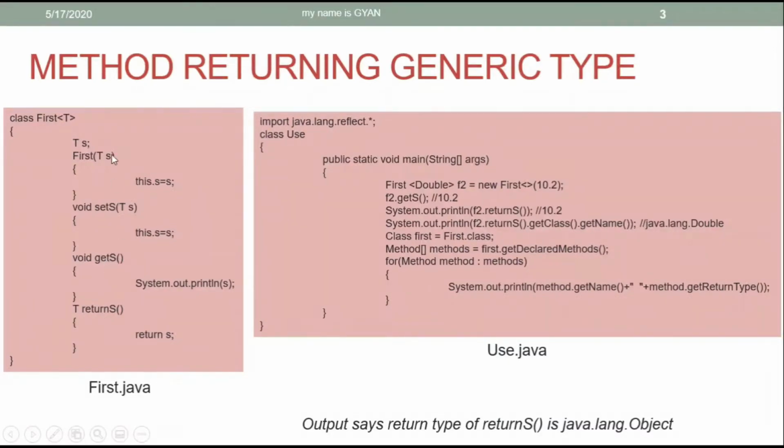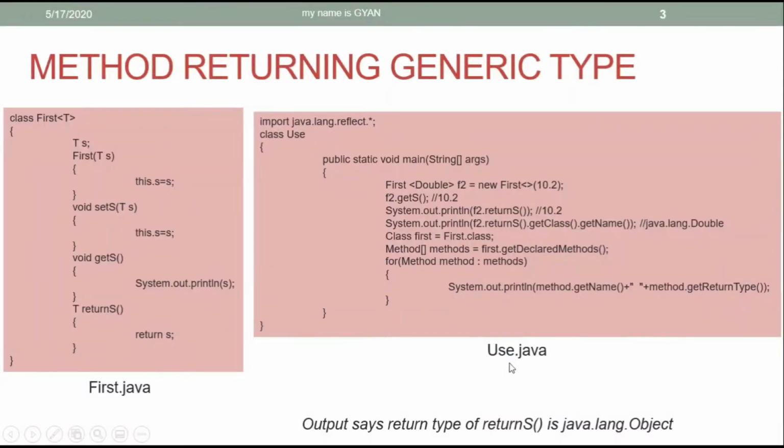We have already seen the constructor, setS and getS in the previous videos of the session. In this video, we are going to focus more on returnS, whose return type is T, and which returns the reference variable s of type T. So our first target is to find the actual return type of the method returnS.